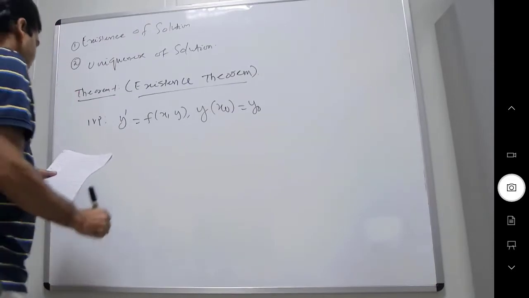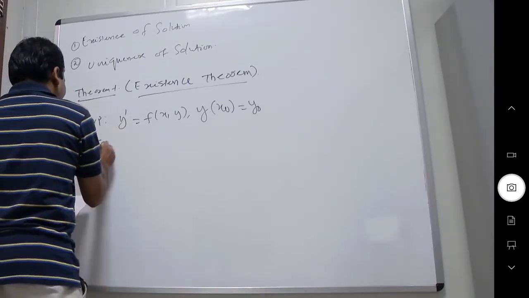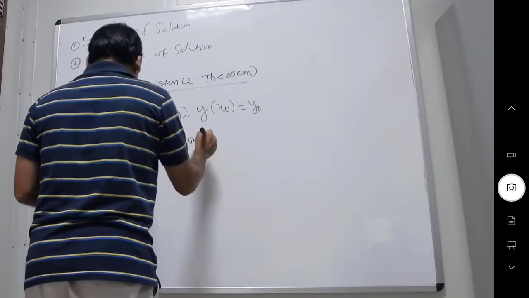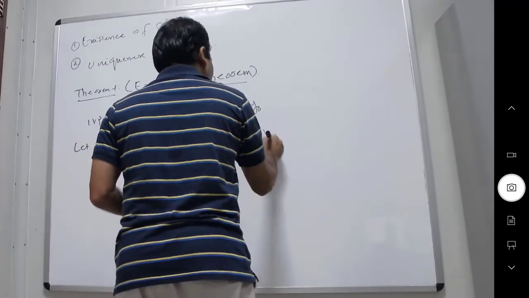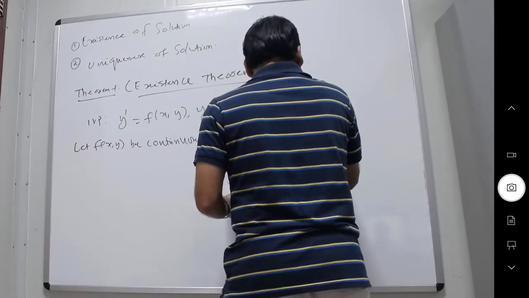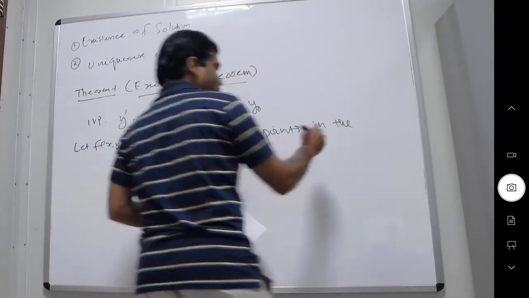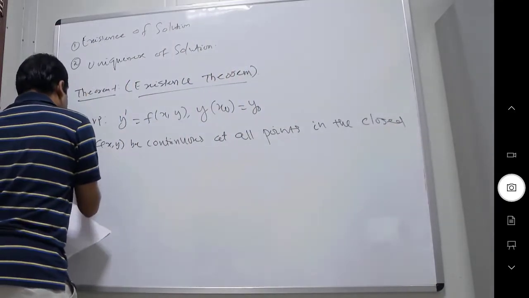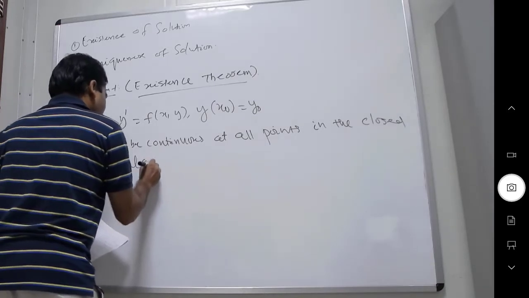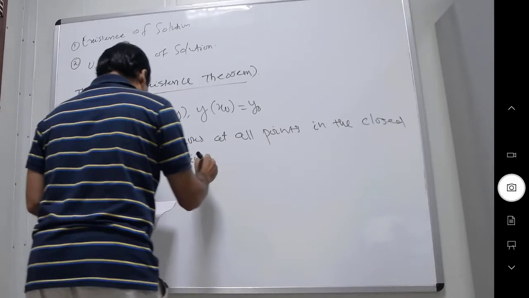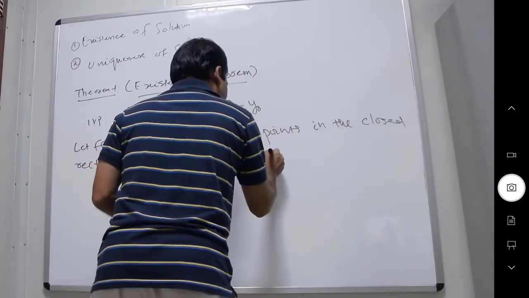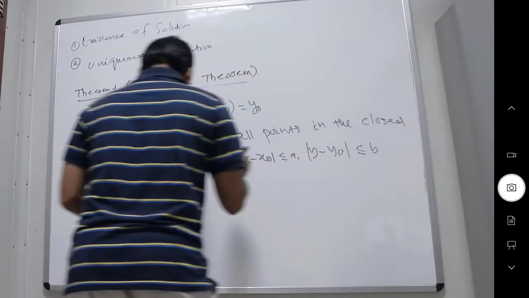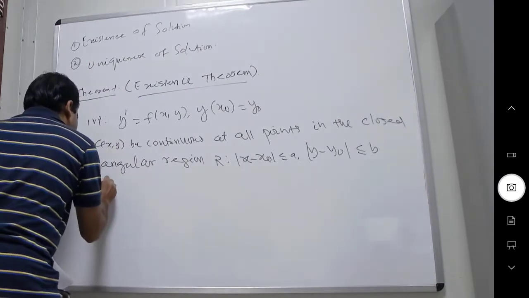Okay. So, let f of x comma y be continuous at all points in the closed rectangular region R, which is mod x minus x naught less than equal to a, mod y minus y naught less than equal to b.